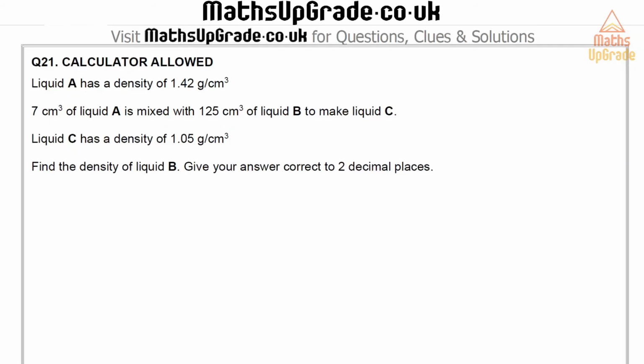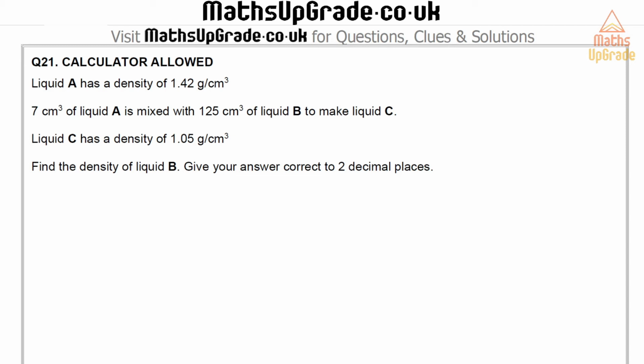So question 21. Liquid A has got a density of 1.42 grams per centimetre cubed. 7 centimetre cubed of that is mixed with 125 centimetre cubed of liquid B to make a third liquid. That third liquid has got a density of 1.05 grams per centimetre cubed. Find the density of the second liquid. Give your answer to 2 decimal places.